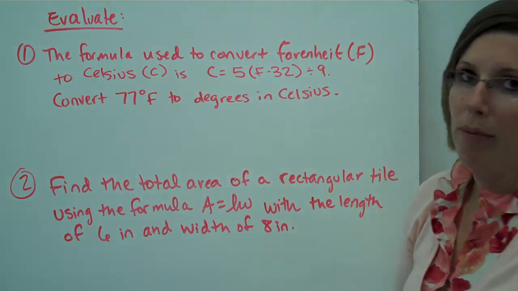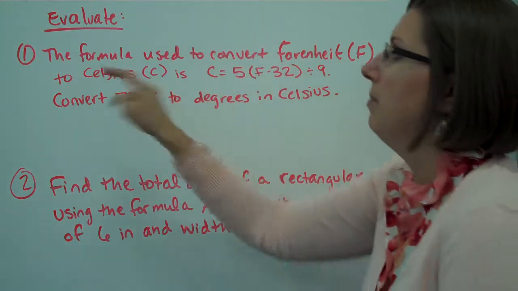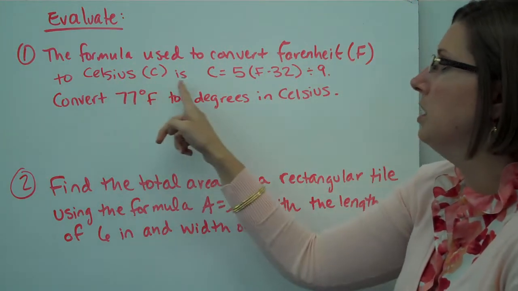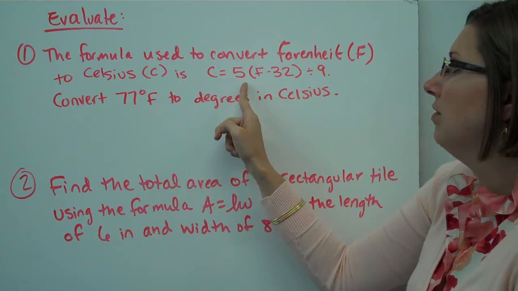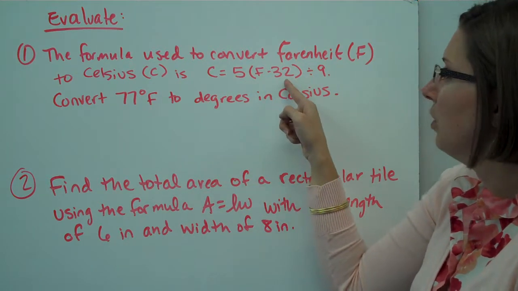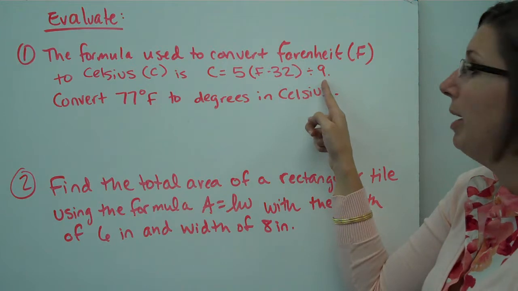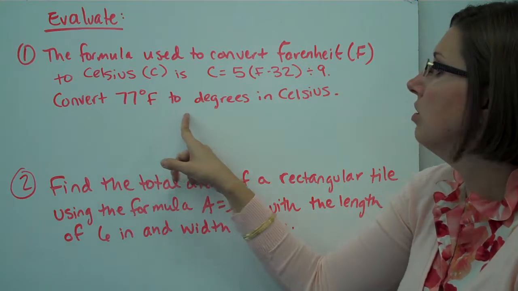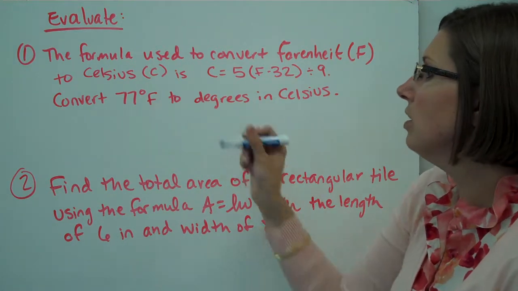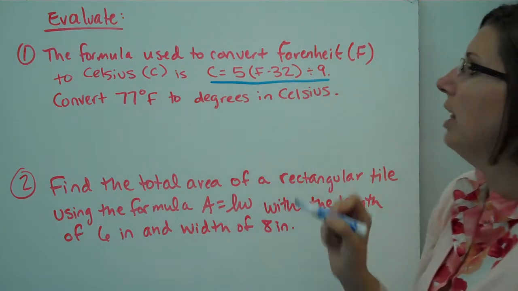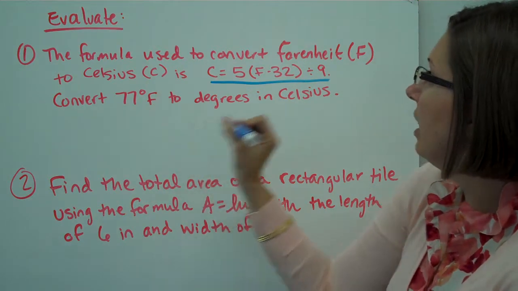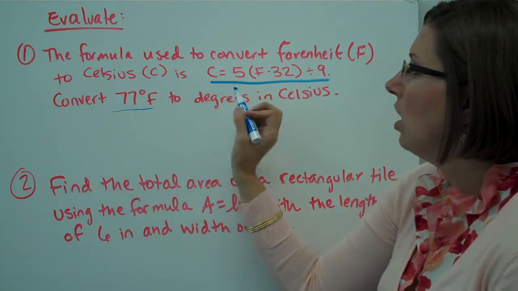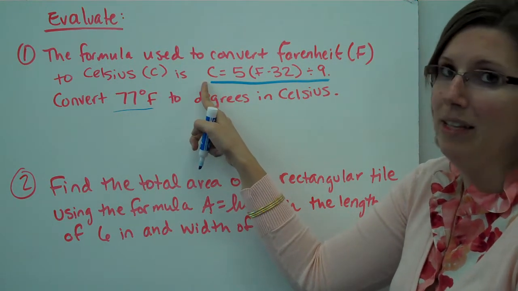Here are our example problems. Number 1 says evaluate. The formula used to convert Fahrenheit to Celsius is C equals 5 times the quantity F minus 32, divided by 9. We need to convert 77 degrees Fahrenheit to degrees Celsius. So first, here's that formula that I was talking about. They give it to us. I need to convert Fahrenheit, which they give me, to Celsius, which is C in this case.